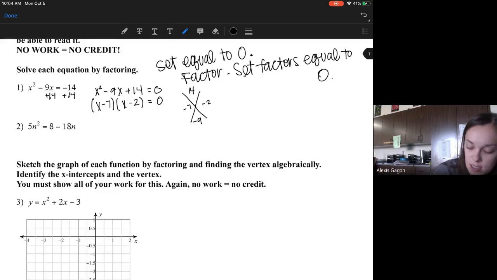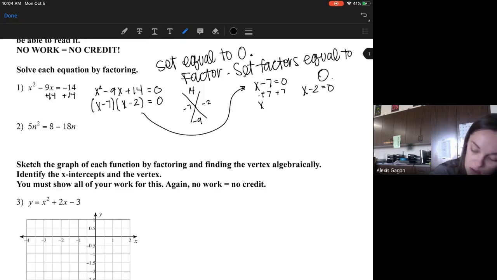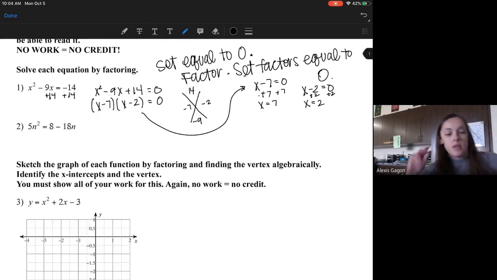Which means if we set those equal to 0, I have x minus 7 equals 0 and x minus 2 equals 0. So this one I would add the 7 and get x equals 7. This one I would add the 2 and get x equals 2. Okay, any questions with that one?